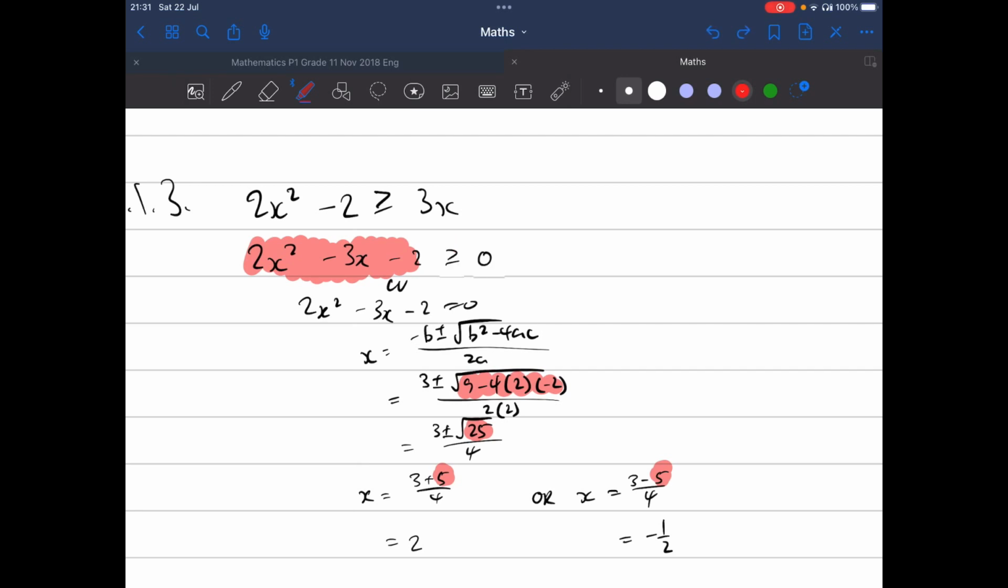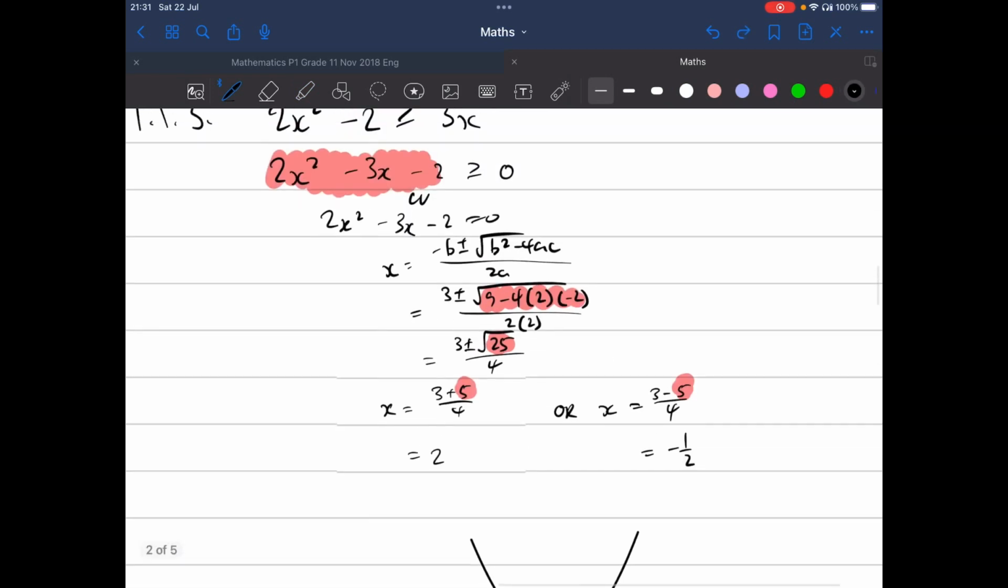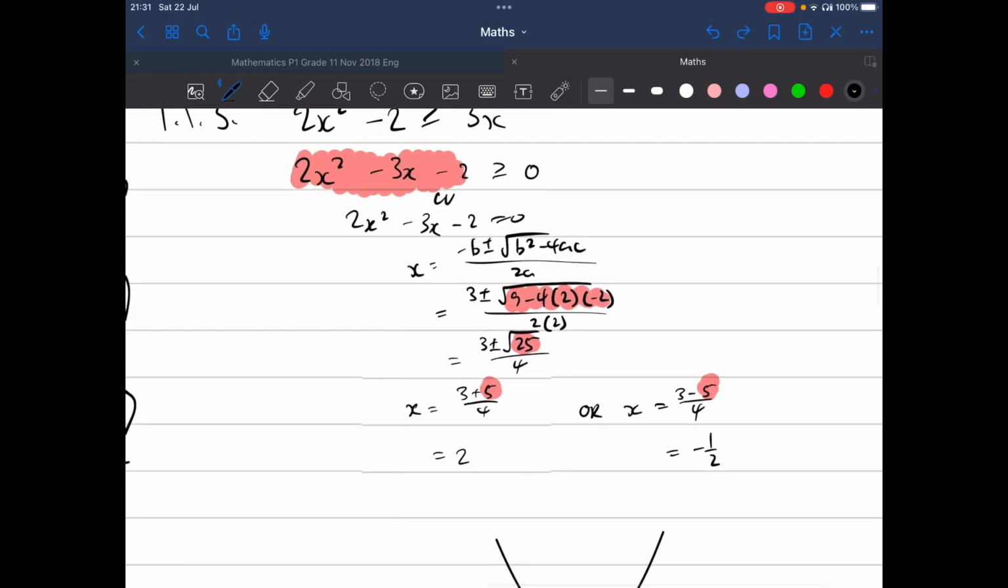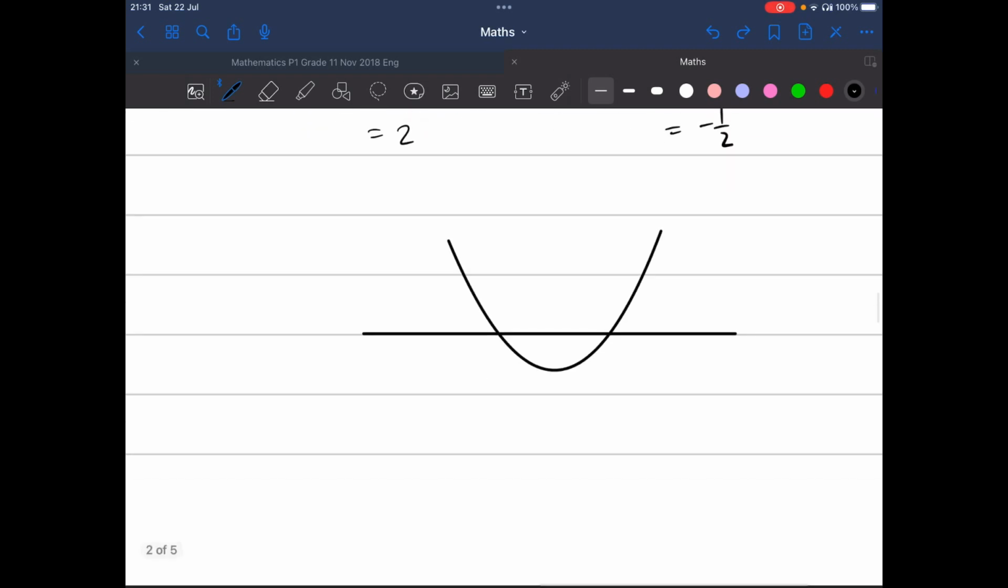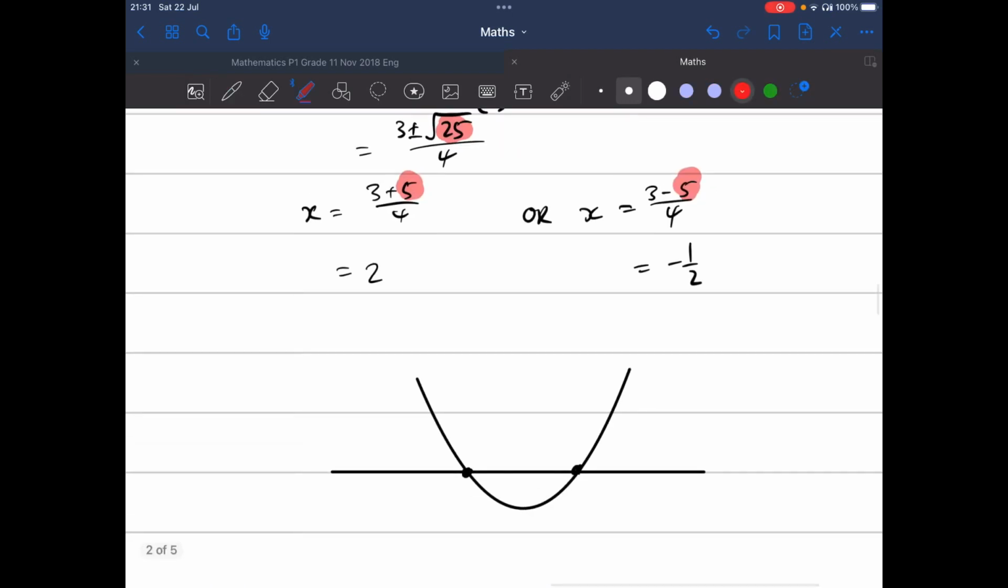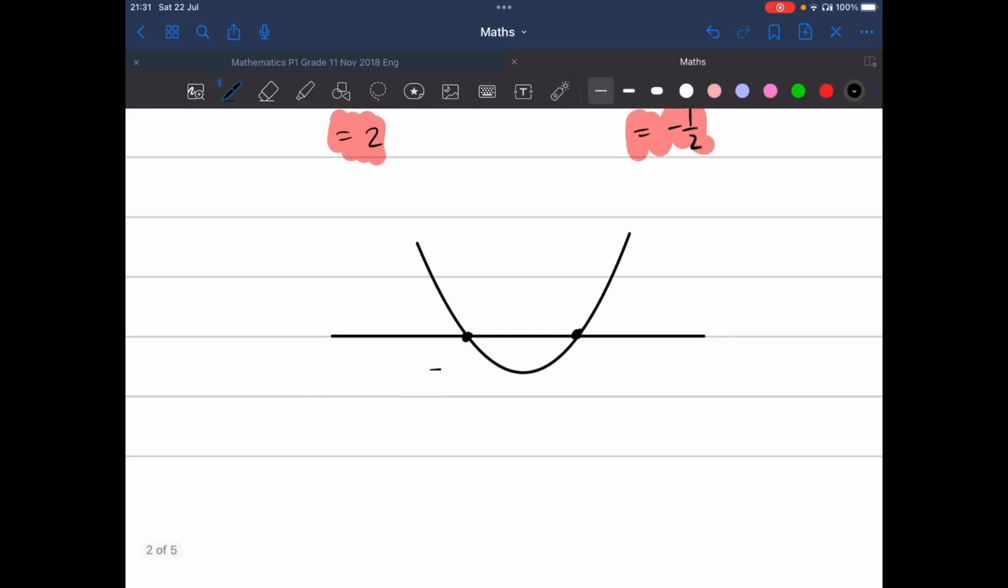Okay, so if we look at our parabola, what did we solve for when we solved for x? Well, we equated it to 0. And when does the parabola equal 0? At the x-intercepts. Okay, so the two values that we solved for here, those are the x-intercepts. So this is minus a half and this is 2.